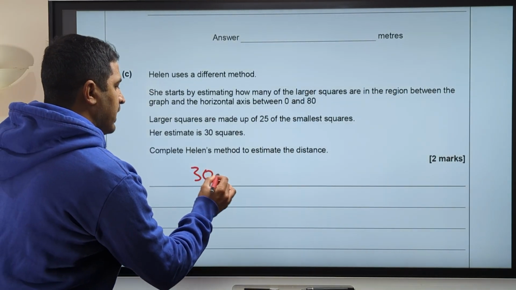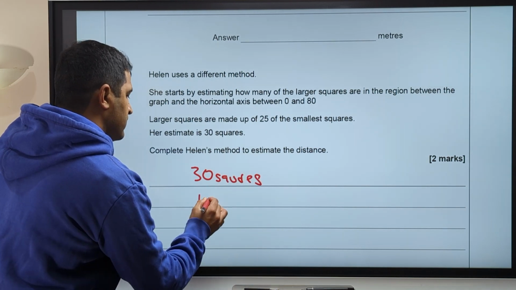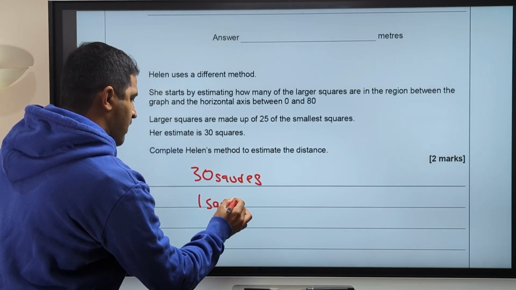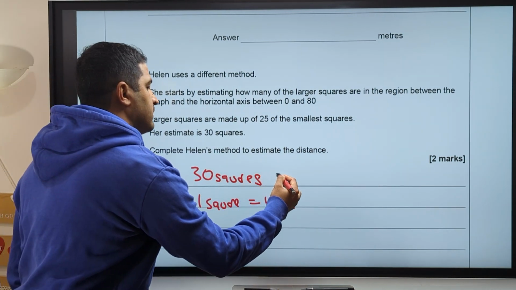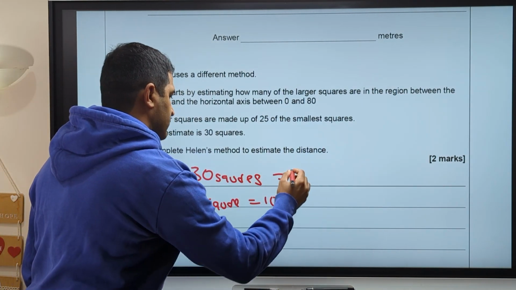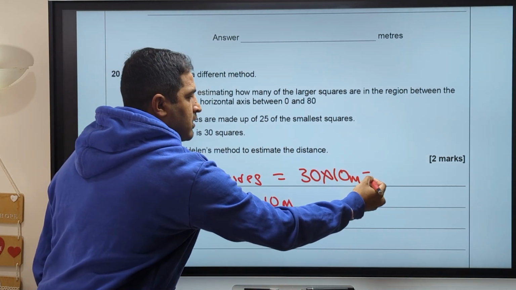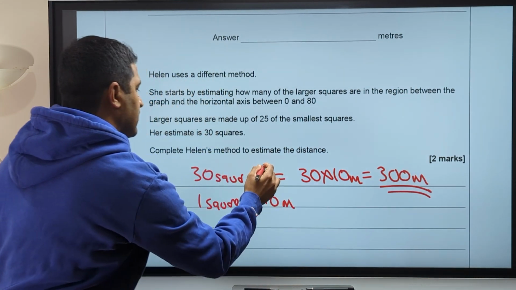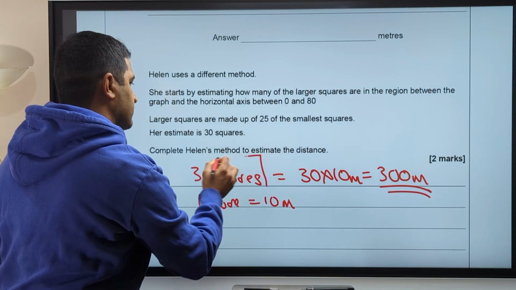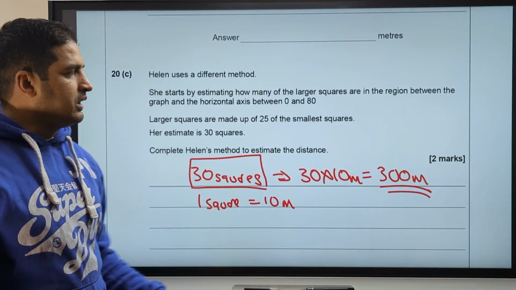So it's 30 squares, where 1 square is equal to 10 meters. So the 30 squares means 30 times 10 meters, which is 300 meters in distance. Okay. 30 squares implies 300 meters.